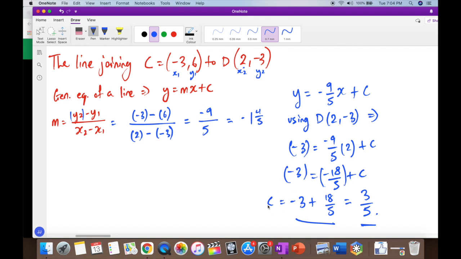Just make a note, with these kind of things, and generally with maths in general, unless they tell you 2 decimal places, you shouldn't use decimals in maths. You should try to use fractions. Fractions are more exact. Especially in the equation of a line, you want to stay away from decimals. You want to use fractions. So therefore, this line CD equals y is equal to negative 9 on 5x plus 3 on 5. Is that what you got, Scotia?